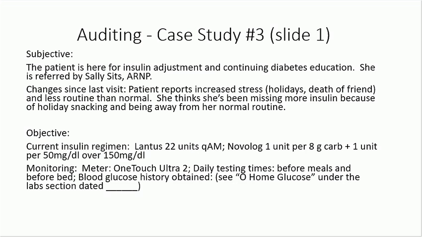The provider lists the current insulin regimen and that testing times are occurring before meals and at bedtime. The provider states blood glucose history was obtained and to see the OHOM glucose section under labs, but did not provide a reference date for the labs reviewed.